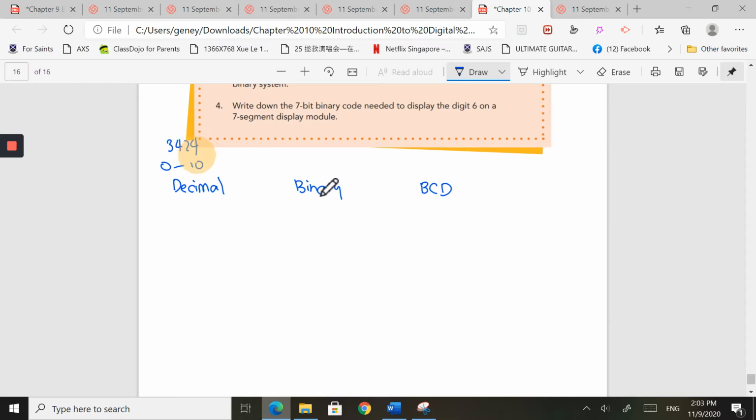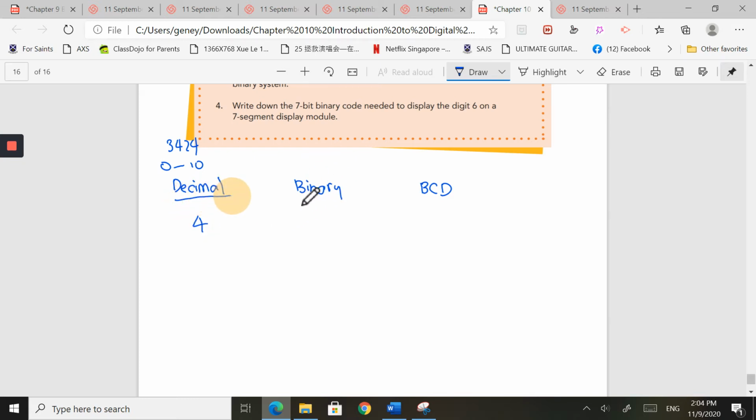So you're very familiar with the decimal system. Now, in order for computers to work in digital systems, you need to know something called binary and BCD. BCD stands for binary coded decimal. I'm going to teach you how to convert from decimal to binary and decimal to BCD and vice versa. So let's say I have a decimal number 4.